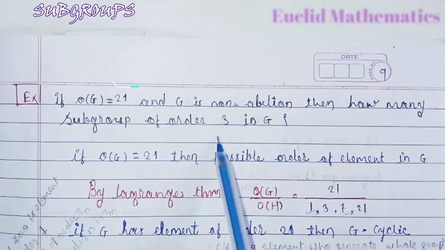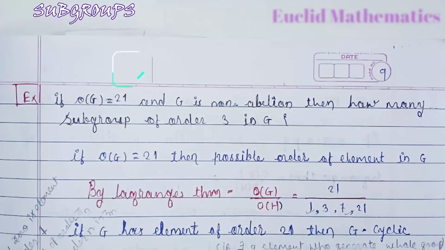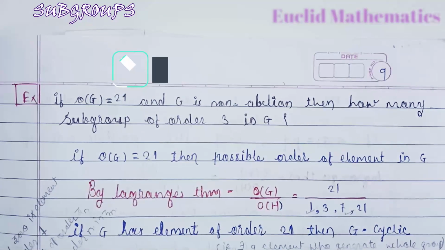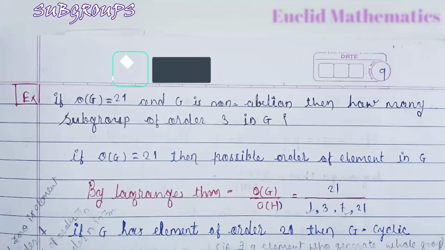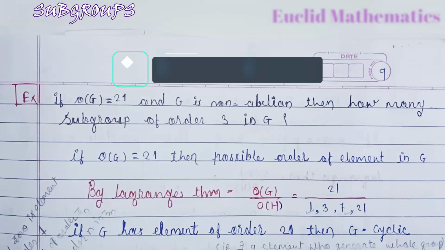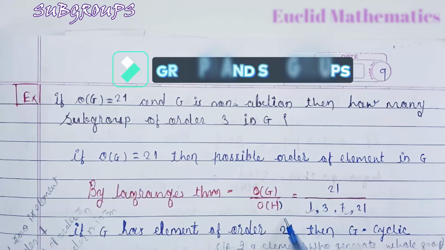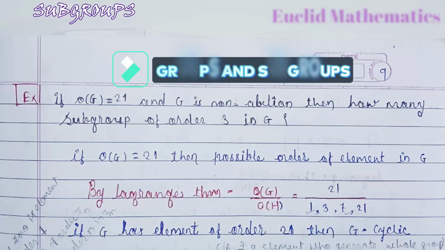Then how many subgroups of order 3 are there? We want the subgroups of order 3. That means there exists an element of order 3, and we have to find out the subgroups of that order. By using Lagrange's theorem, we know that the order of the group is divisible by the order of a subgroup. So the order of the group is 21, and it can be divided by the order of a subgroup.